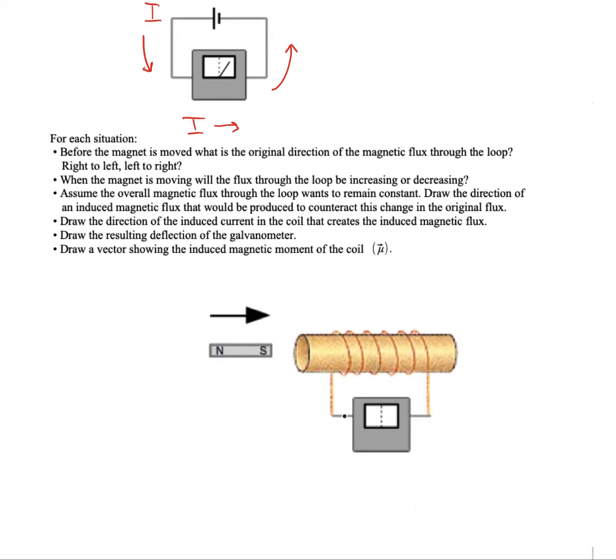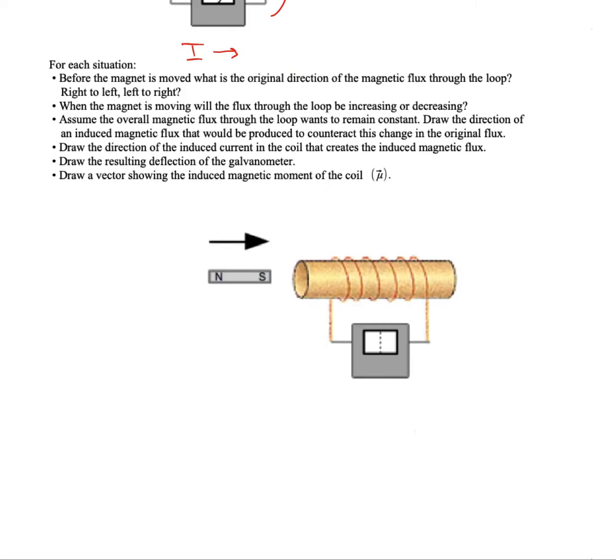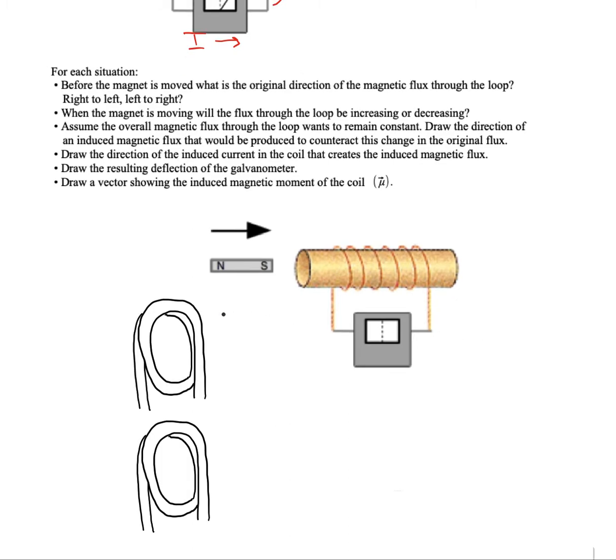The galvanometer here is connected to a loop, and we have a south magnetic pole that's going to be moved toward that loop. Will there be an induced current in the wire? To analyze this situation, I'll draw the loop. I drew 2 copies of the loop because we want to analyze the before situation and the after, because there's a motion of the magnet involved.